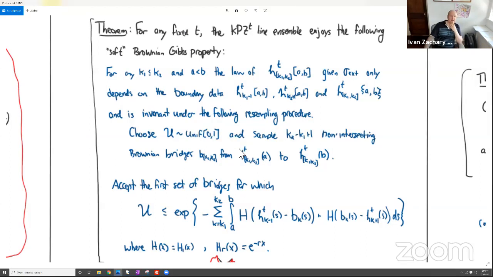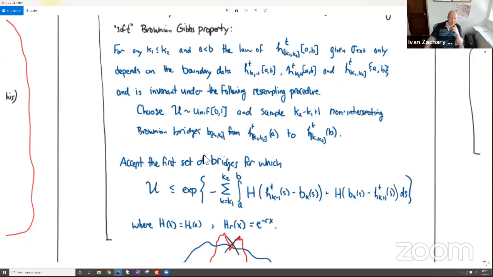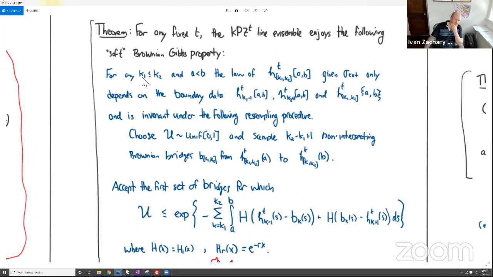Looks good. Yes. So the idea is that we are looking at our line ensemble that I was just drawing. If we look at any K1 less than or equal to K2, and any A less than B, what we can do is look at the law of the line ensemble between curves K1 and K2, or including K1 and K2, between times A and B.